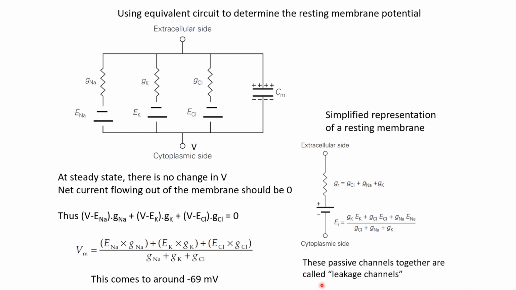These are channels that are always open in the resting state of the membrane. Later we will talk about the active channels that are not always open but open in response to certain events happening in the neuron. But these channels that are always open are called leakage channels.